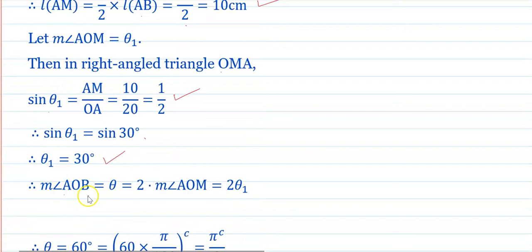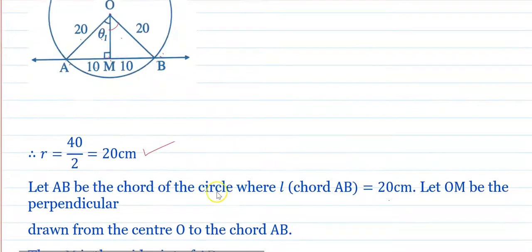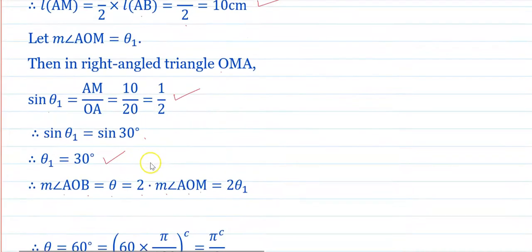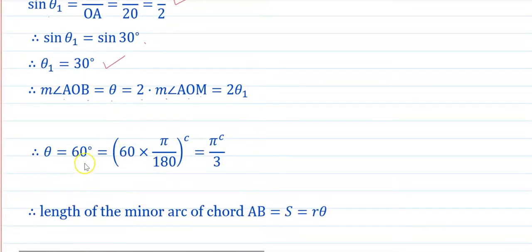Measure of angle AOB is equal to theta, that is 2 times measure of angle AOM, that is equal to 2 times theta 1. So this angle is also theta 1. Therefore this total angle is theta, and this theta is equal to 2 times theta 1, that is equal to 2 into 30, you will get 60. Theta is equal to 60.